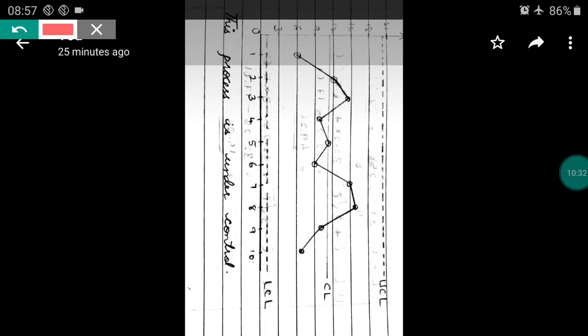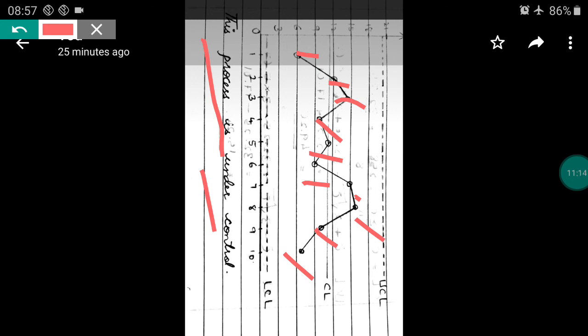Now you should give the comment. See, all the points are below UCL and above LCL: the first point, second, third, fourth, fifth, sixth, seventh, eighth, ninth, tenth. All the points are below UCL and above LCL. It means this process is under control. We call this process under control.